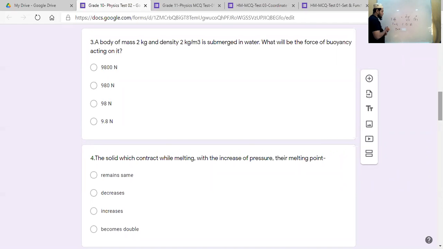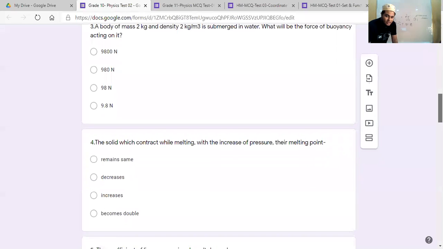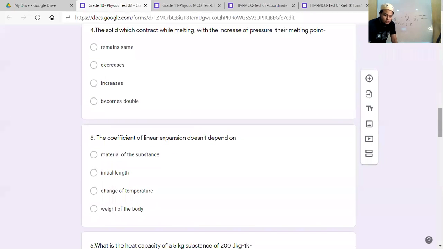I can easily calculate the volume, right? So how can I calculate? Volume will be equal to mass divided by rho. Mass is 2, density is 2, so volume is 1. So the value of volume is 1 into rho, of the liquid in which we submerge it. So 1000 into g, which is 9.8. So if you multiply it, it will be 9800 Newton. Okay. So the number 1 will be the correct answer. Then we have the solid which contracts while melting. The best example of it is water. Okay.